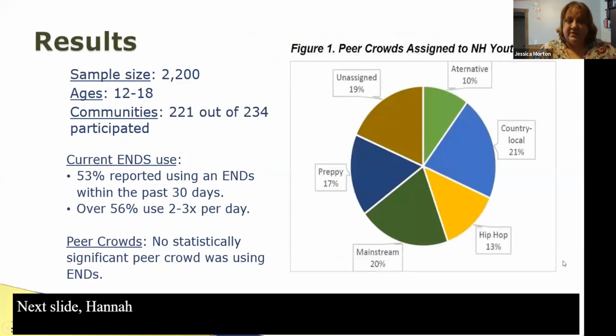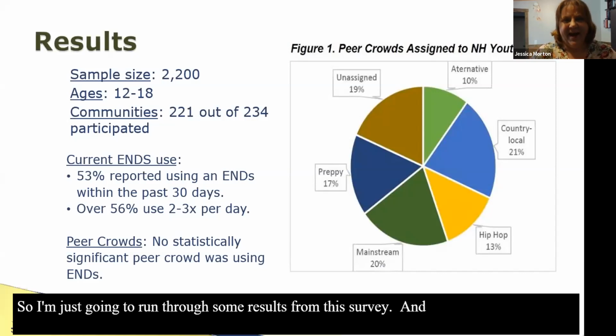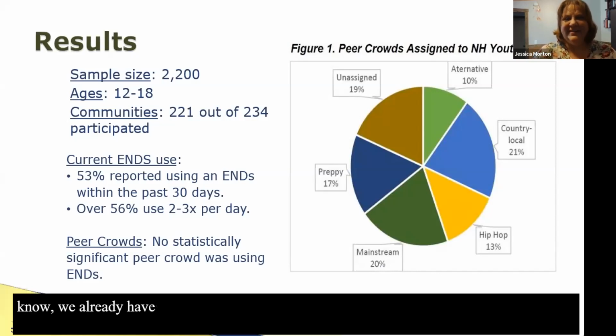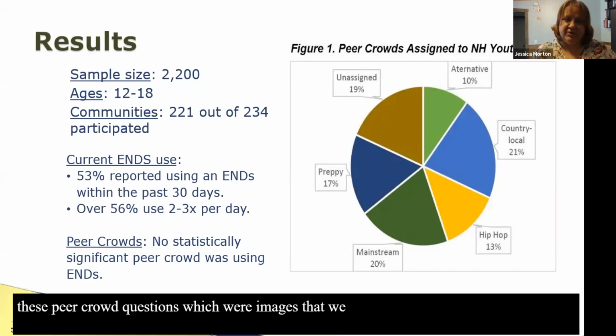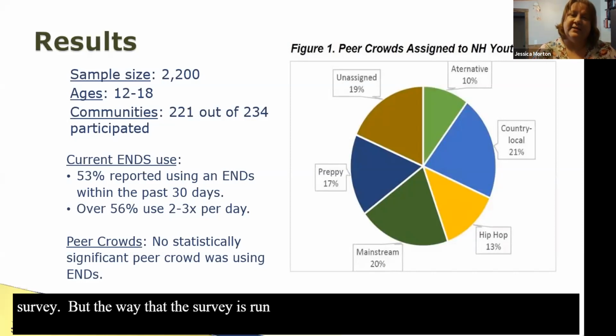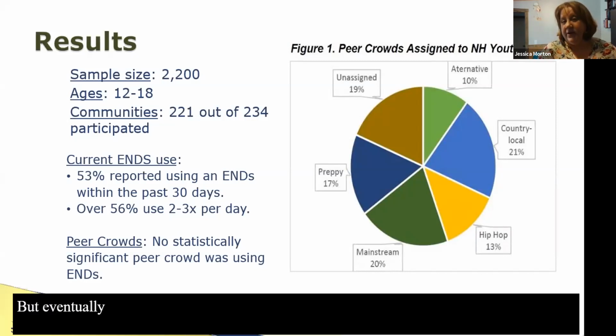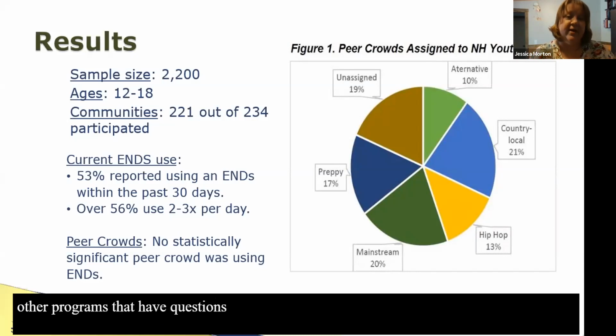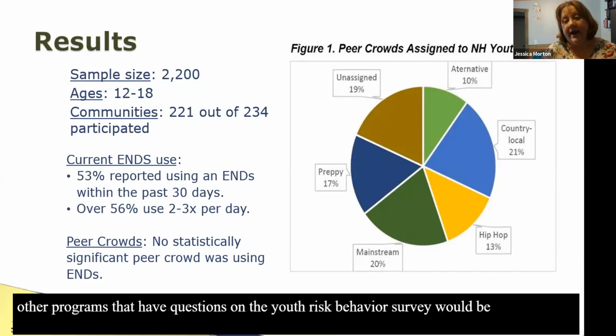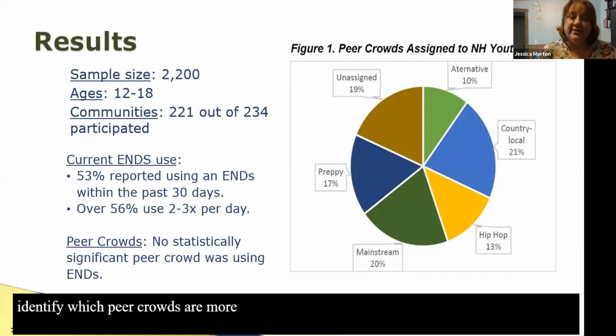So I'm just going to run through some results from this survey. Unfortunately, we already have this youth risk behavior survey. Ideally, it would be great to add these peer crowd questions, which were images that we used, to the youth risk behavior survey. But the way the survey is run right now, it just wasn't possible to add those images. Eventually, down the road, if we're able to do that, that would be great, because a ton of other programs that have questions on the youth risk behavior survey would be able to identify which peer crowds are more likely to use the different products.